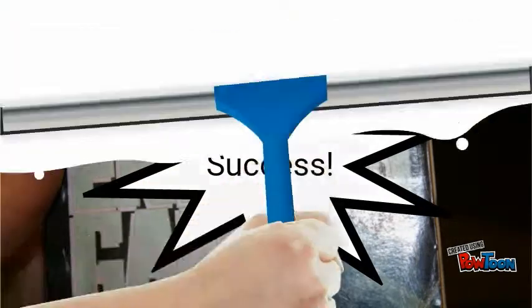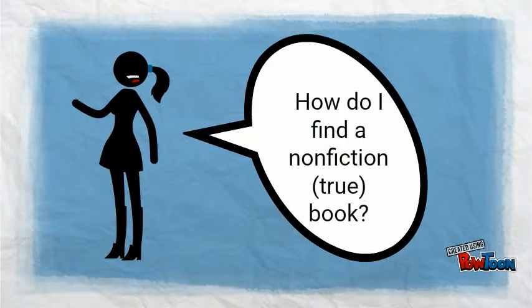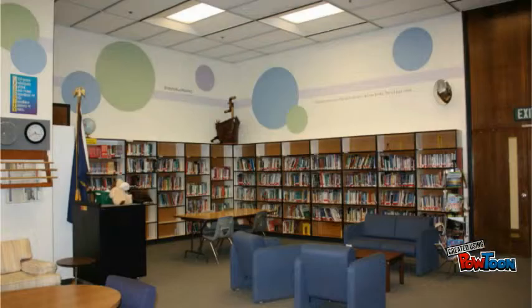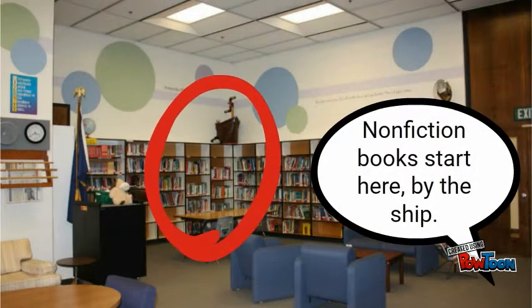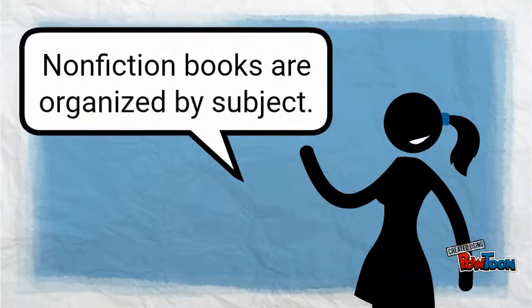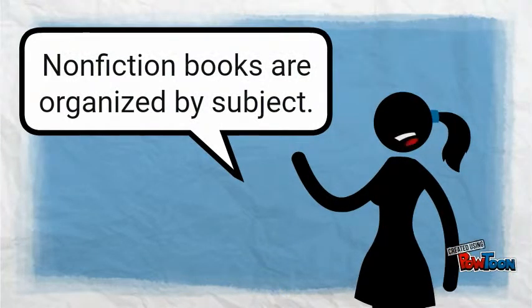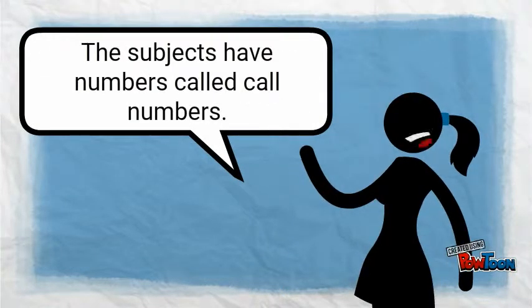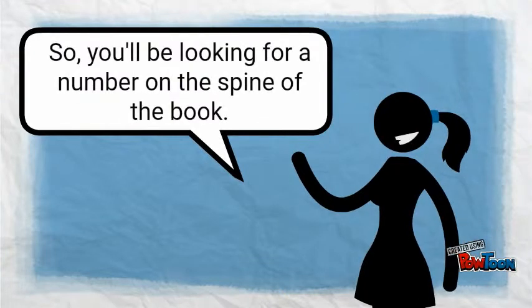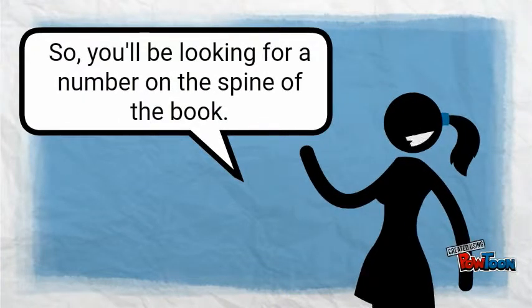It's a success. But now, how do you find a nonfiction or a true book? Well, they're at a different part of the library, and they start kind of over by that ship. Nonfiction books are a little different. They're organized by subject, and the subjects have numbers that we call call numbers. So you'll be looking for a number on the spine of the book.